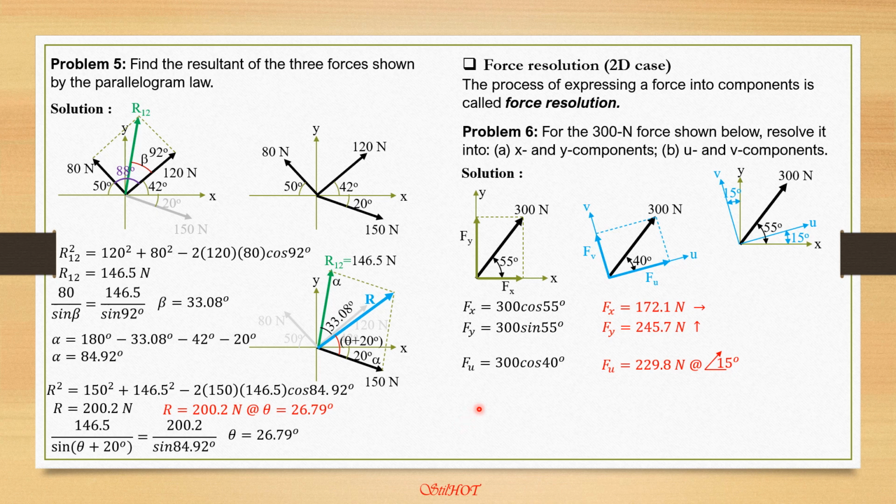Then FV is 300 sine of 40 degrees. Then it is equal to 192.8 newtons at theta equals 90 plus 15, so 105 degrees, or 75 degrees from the negative x-axis. You may also answer 192.8 at theta equals 105 degrees. Then 75 is of course 180 minus 105, so 75. That's also the other way.